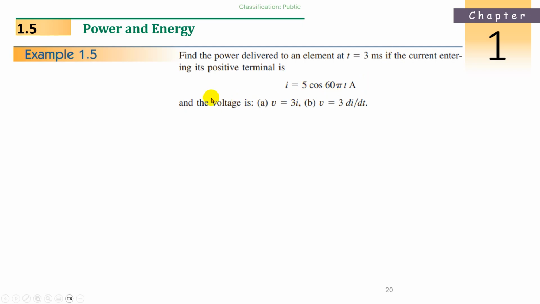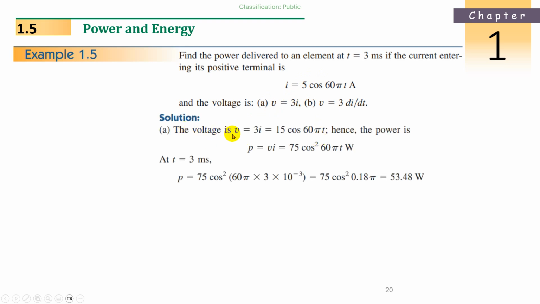Okay. So now what is the voltage? When V is equal to 3I, so what is the power? Power P is equal to voltage multiplied by current, VI. So we got I, we got V. So we can find the power. So power is equal to VI. So what is V? 3I. What is I? Again here is there. So 3I square will come. Check here. The voltage is 3I, that is 15 cos 60 pi t. Okay, this is your voltage because it is 3 times the I, 15 cos 60 pi t.